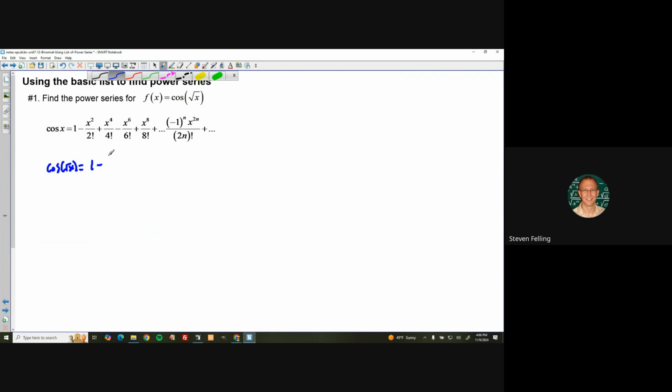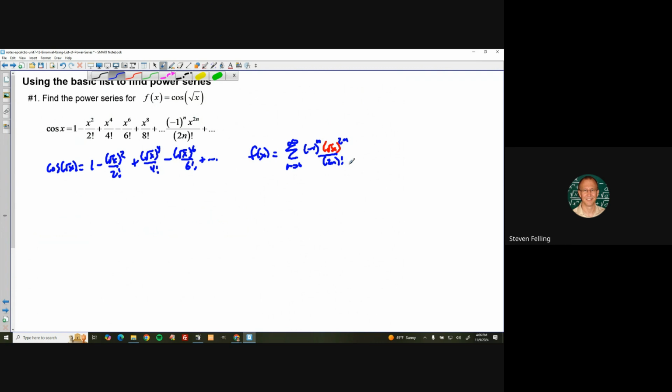So this is 1 minus the square root of x squared over 2 factorial plus the square root of x to the 4th over 4 factorial minus the square root of x to the 6th over 6 factorial, and so on. Or you could write this as, you could say f of x is equal to the sum from n equals 0 to infinity, using the general term, negative 1 to the n, but when you write that x, write it as the square root of x being raised to the 2n over 2n factorial.